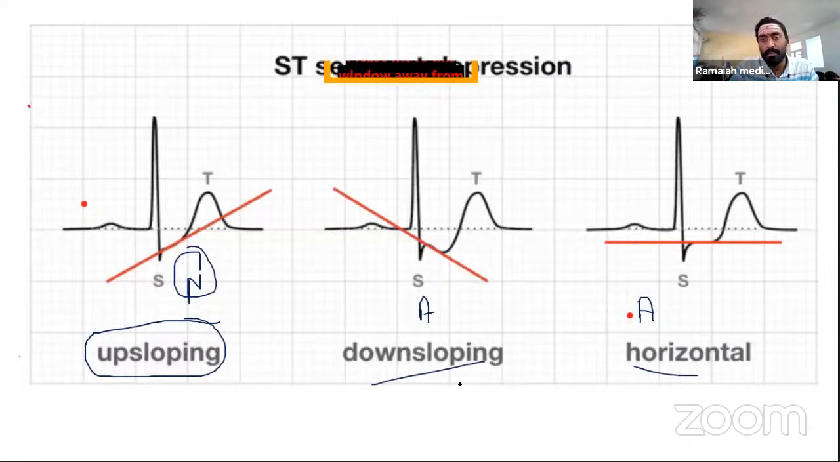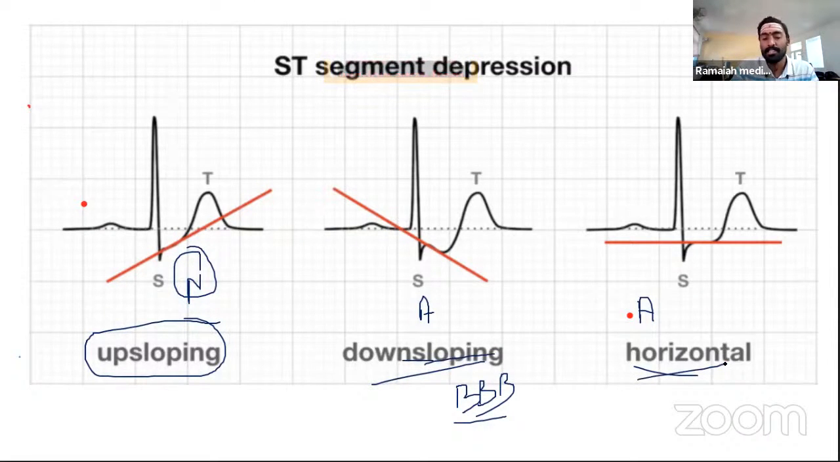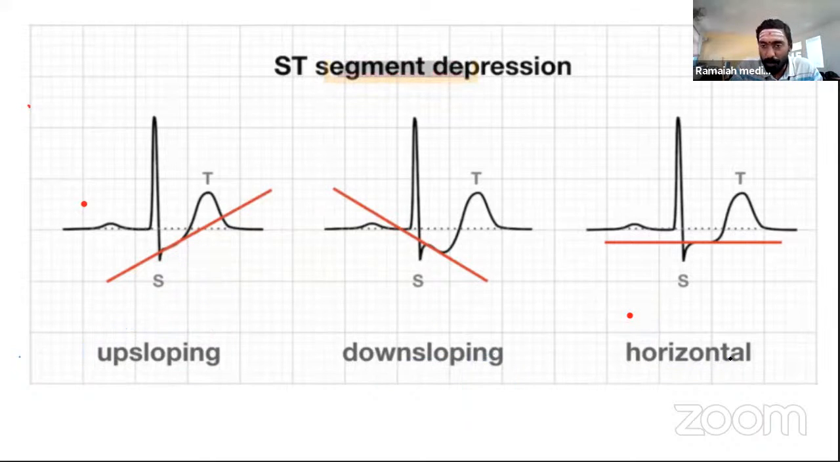Downsloping ST may be seen whenever you have a bundle branch block or severe LVH or strain pattern. But horizontal ST is always abnormal, suggestive of ischemia. And there is something called a J point, which is the point of meeting of the S wave and the onset of the T wave. When the T wave takes off, this point is called the J point.